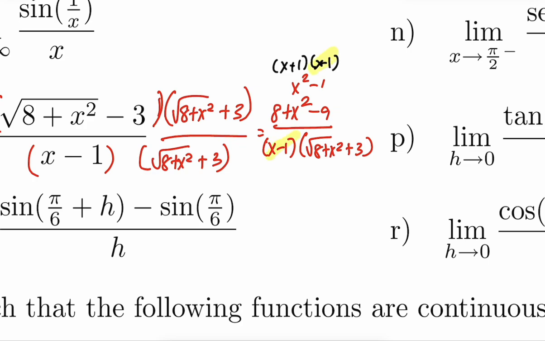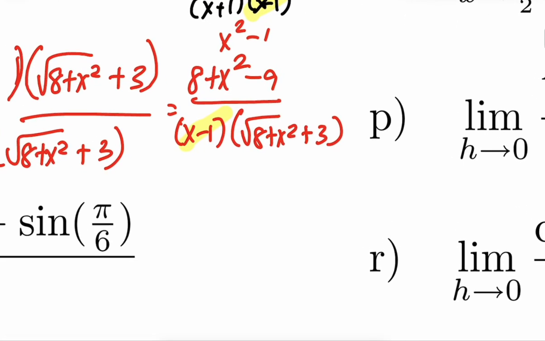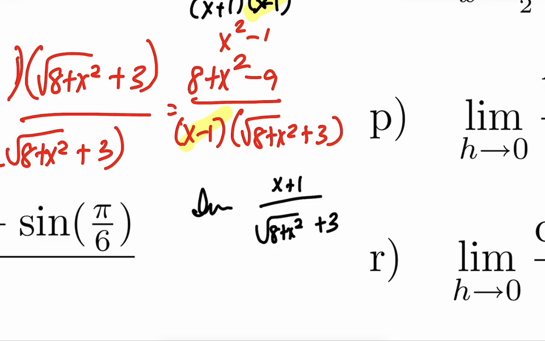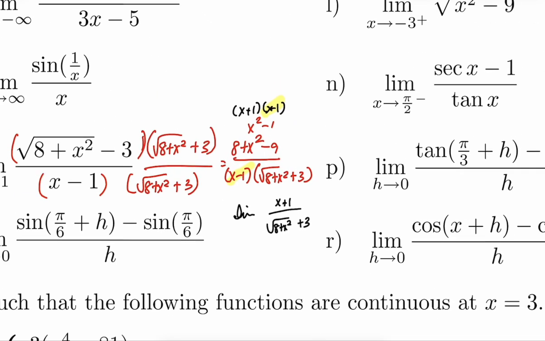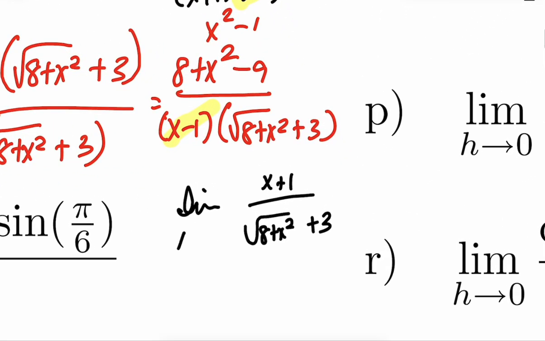If I'm approaching 1 and I get 0 over 0, x minus 1 should appear in the problem somewhere. If I'm approaching 2, x minus 2 should appear in the problem somewhere. Okay. So now I'm left with x plus 1 over the square root of 8 plus x squared plus 3. Now, I can try plugging in 1 because it should work. I should just be able to now use direct substitution.